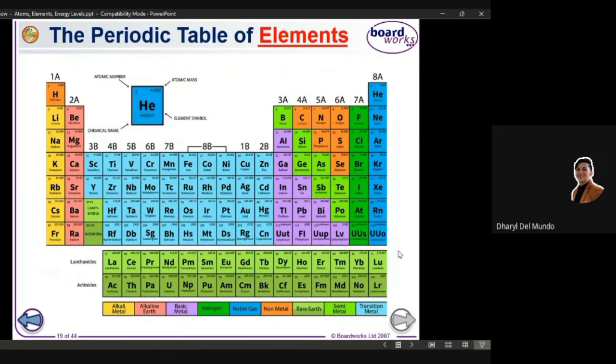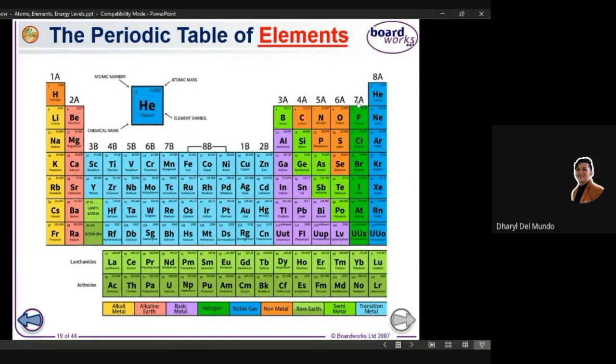Okay, so this is the periodic table, right? And the periodic table of elements is very useful for us to be able to know the periods and the groups. So these are the groups. There you go. Groups are the columns. Sometimes it is called a family. So group 1A, 2A, 3A, 4A, 5A, 6A, 7A, and 8A. Remember, the group number of the elements here from 1A to 8A is the same number as the valence electrons.